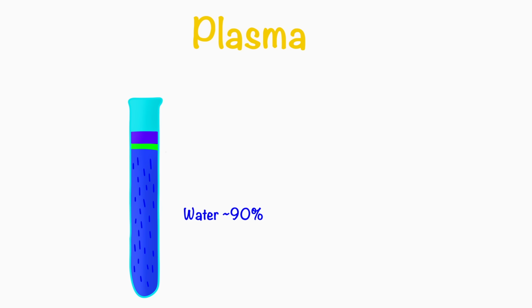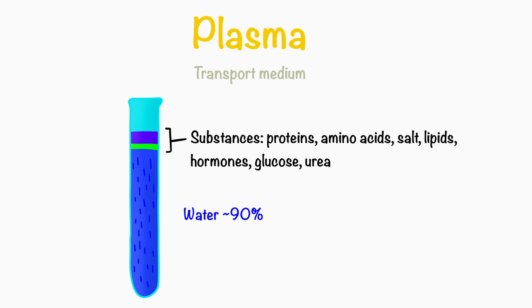Plasma makes up about 55% of your blood volume and is mostly water, with a pale, straw like color. Plasma serves as the transport medium for all the other components of blood. It carries red and white blood cells and platelets throughout your body. It also transports a variety of dissolved substances, including glucose, amino acids, carbon dioxide, and hormones. Together, these blood vessels and blood components form an extraordinary transport system.